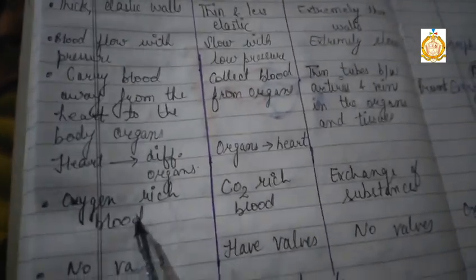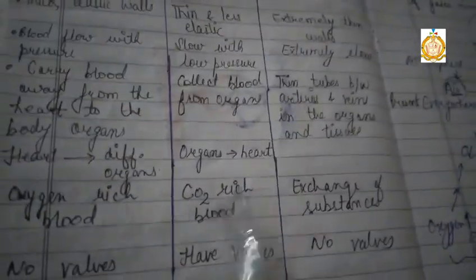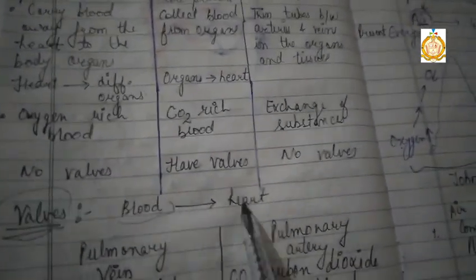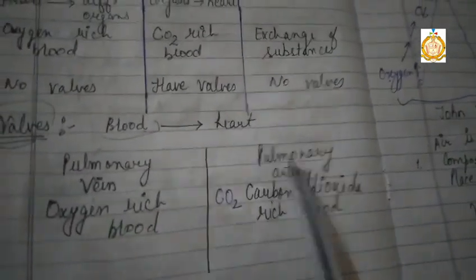The next is, in arteries blood is oxygen rich, in veins carbon dioxide rich blood, and in capillaries there is exchange of substances. Arteries have no valves, while veins have valves. Valves are structures which allow blood to pass to the heart. The next is the pulmonary vein and pulmonary artery.